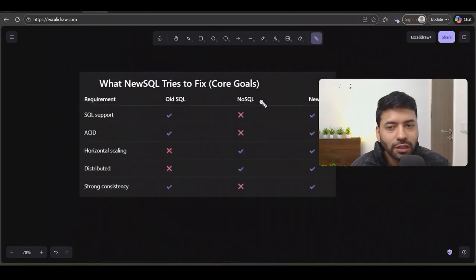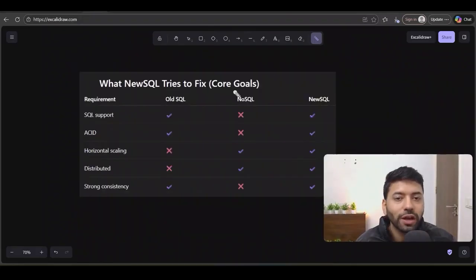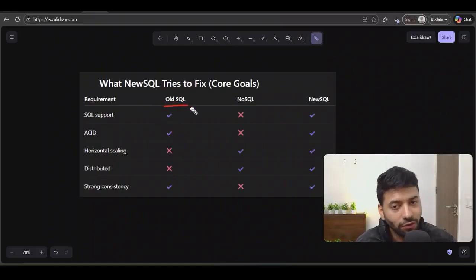Now let's see what things NewSQL is trying to fix. First, talking about SQL support: in old SQL, of course, we get that, it's a main feature. In NoSQL, we don't have that SQL support. In NewSQL, we get that support, so it has picked something from SQL. Talking about strong ACID support, in old or normal SQL we of course have that because it's a main property of SQL. In NoSQL, we don't get that support, but in NewSQL, we get that. So that's another thing picked from SQL.